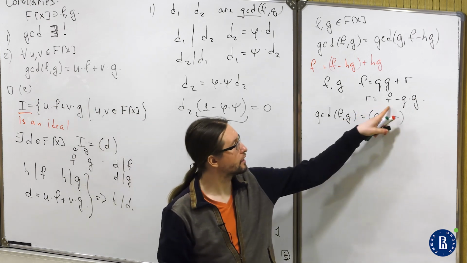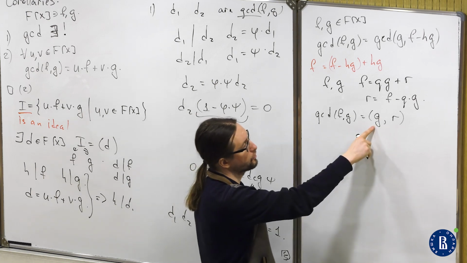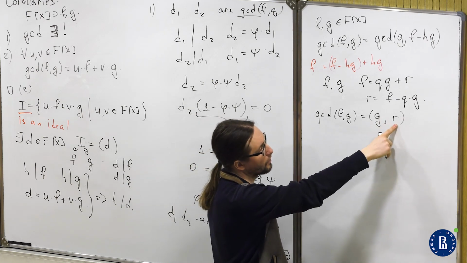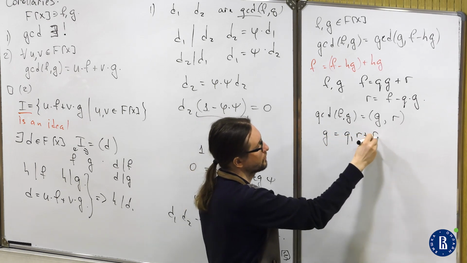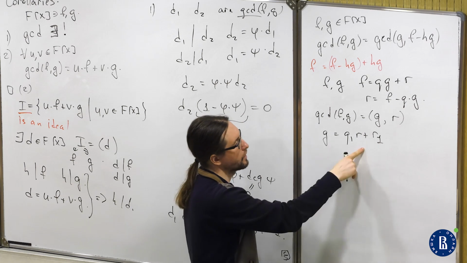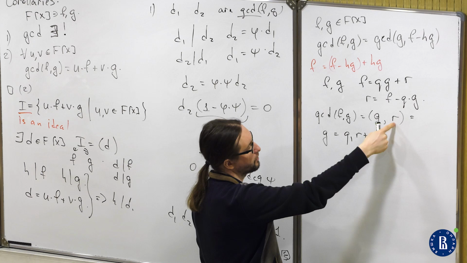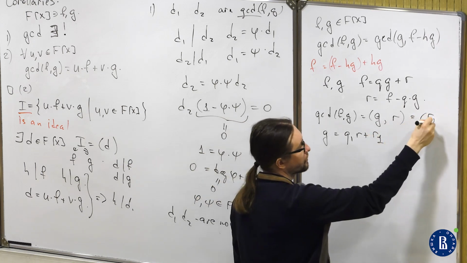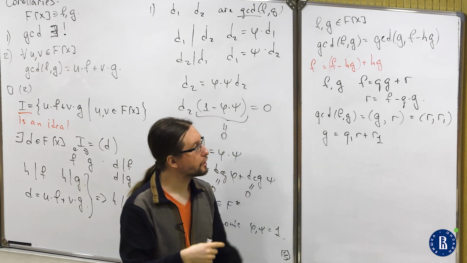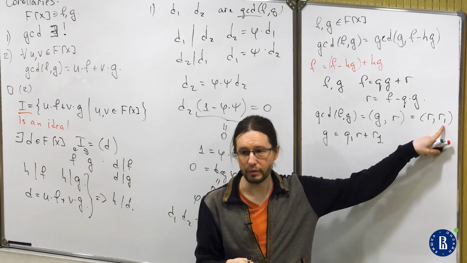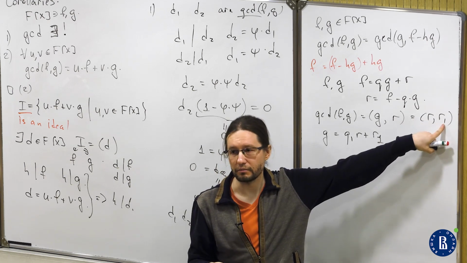Because r is f minus g times something. And now you can repeat this procedure. Now you should divide g by r with the remainder, and then you shift r to the left and replace r by the remainder r1. So you pass to this thing. And so on. You divide the left one by the right one with the remainder, then you shift the right one to the left and replace it with the remainder.